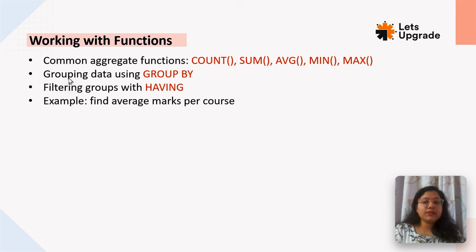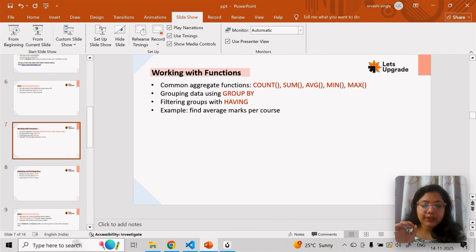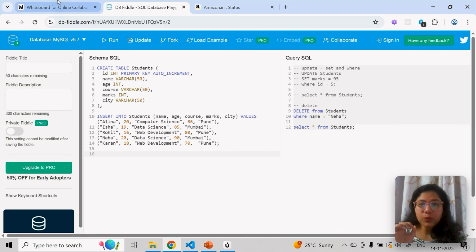Okay, now let's continue with the next part. So now we are going to see some aggregate functions. I'll talk about what aggregates are. Then we are going to see group by and having, and then we will do some queries like average marks per course. These types of queries we are going to see now. Firstly, let's try to understand what is aggregate.